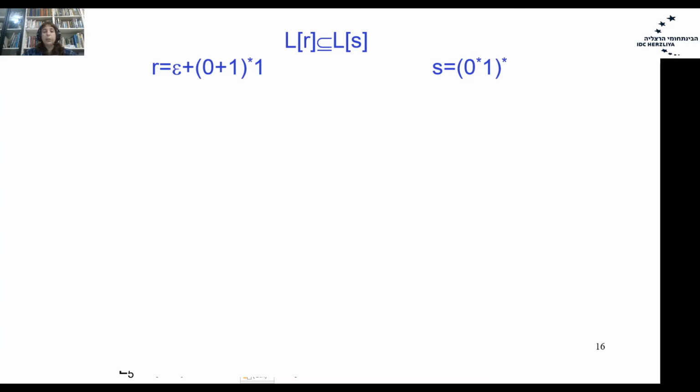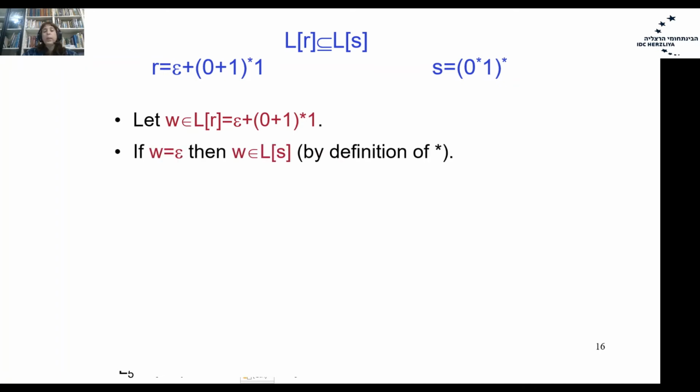The second direction. We will take a word W that belongs to R, which is (epsilon or 0 or 1)* concatenated with 1, and we will prove that the word W also belongs to S. Once again, we will divide W on an empty word, and an empty word belongs to L(S), since I can use the star operation 0 times and not concatenate the language with itself. And we will have an empty string as a result.